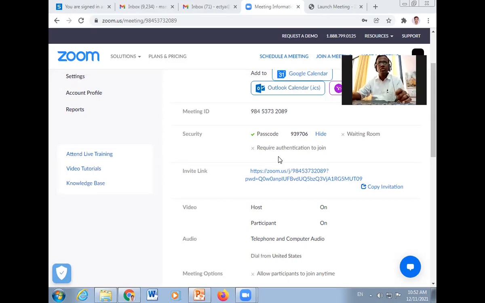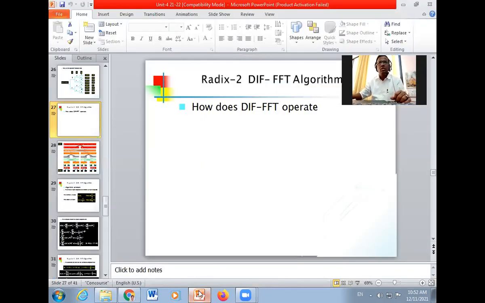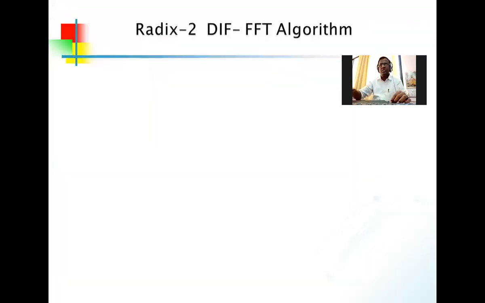And also we have discussed the derivation of DIT FFT algorithm and the flow diagram. And also we have discussed bit reversal order. For DIT FFT algorithm, the inputs are applied in bit reversal order and the outputs we are getting are in natural order.